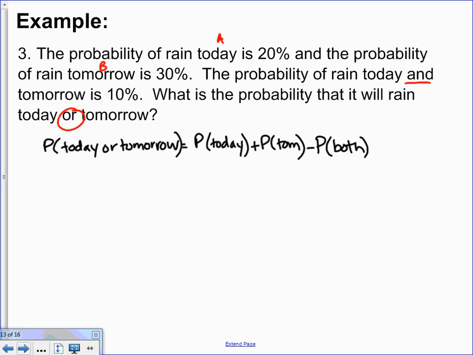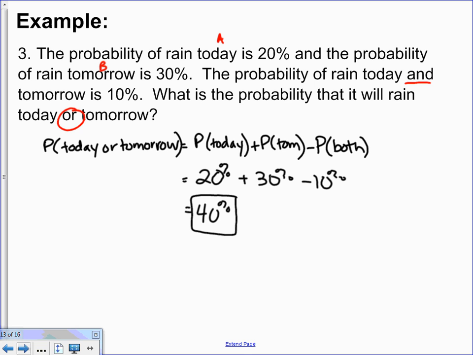The probability of rain today is 20%. So I'll put that under today. The probability of rain tomorrow is 30%. So I'll add that. The probability of rain today and tomorrow is 10%. So do I put it on the left side or the right side? Right side. It's the and, it's the overlap, it's the both days. So minus 10%, and then my probability of or is 50 minus 10, which is that 40% that Cole gave us. Thanks, Cole, for offering up your answer.